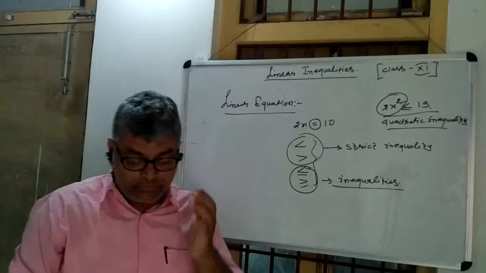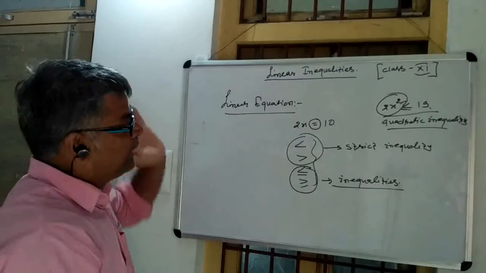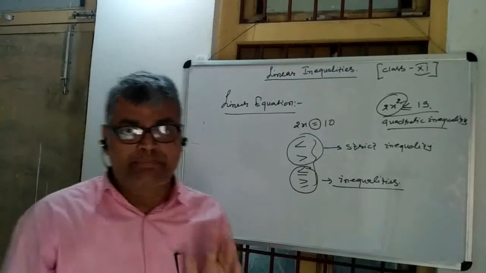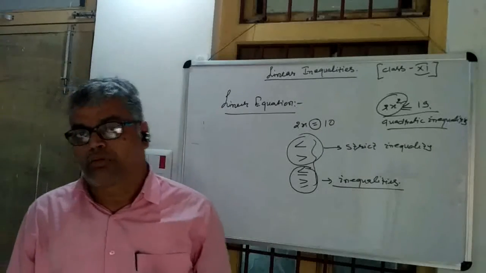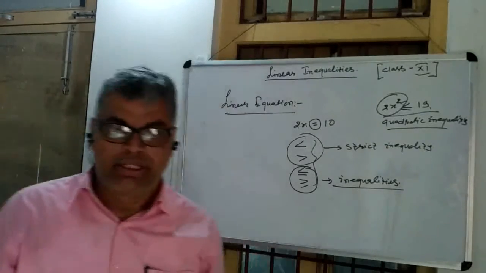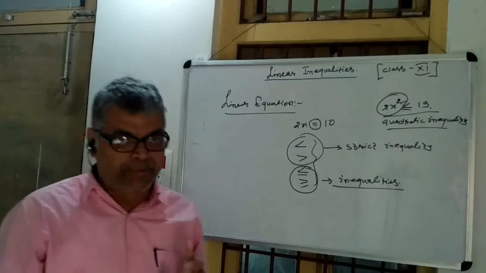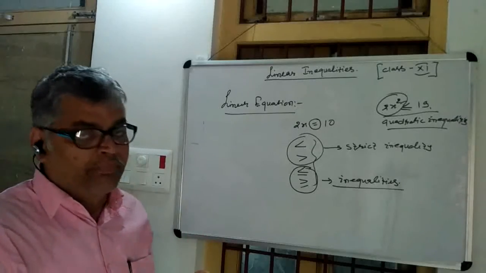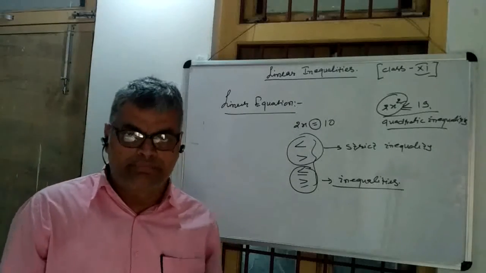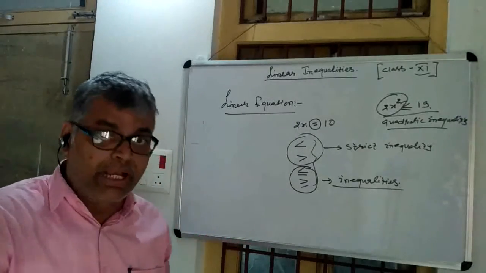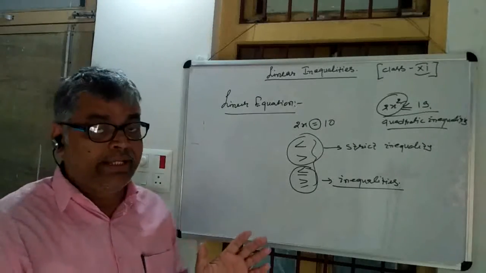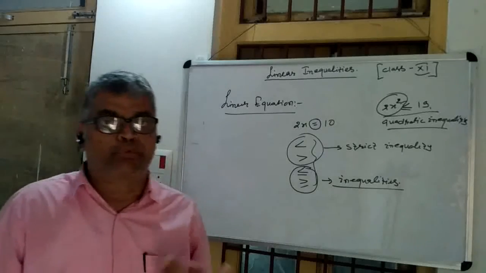Now, how to solve a linear inequality? Linear inequalities are solved by the same process as we solve linear equations. The one thing to keep in mind is that when you multiply or divide by a negative number on both sides of the inequality, the inequality will be reversed.